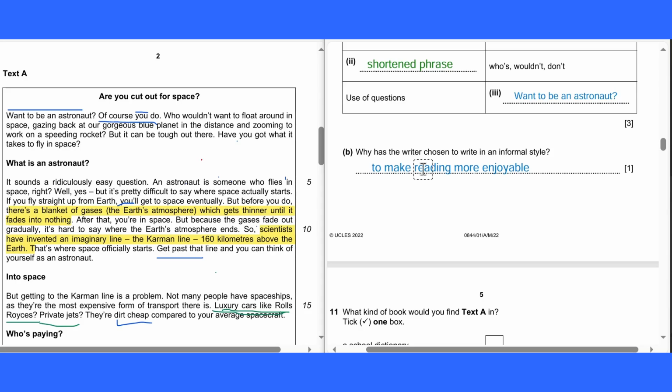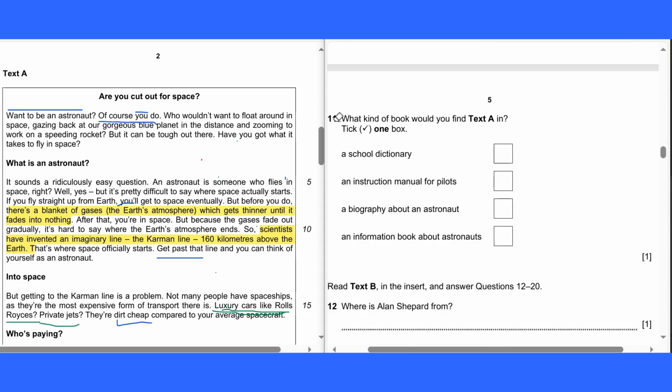Alright, if you have any other possible answer, please do write it down in the comment section. Who knows, your answer will be helpful to other viewers. Let's move on. Guys, now we are in question 11. What kind of book would you find text A in? Tick one box, strictly one box. A school dictionary, an instruction manual for pilots, a biography about an astronaut, an information book about astronauts. Okay, 10 seconds from now, guys.